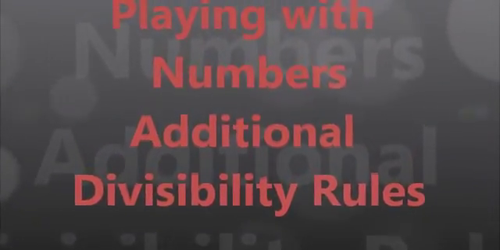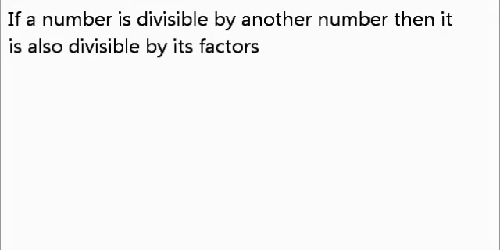Hello everyone. In this video, we will look at some additional divisibility rules. First one, if a number is divisible by another number, then it is also divisible by the factors of the other number. Let's take an example.